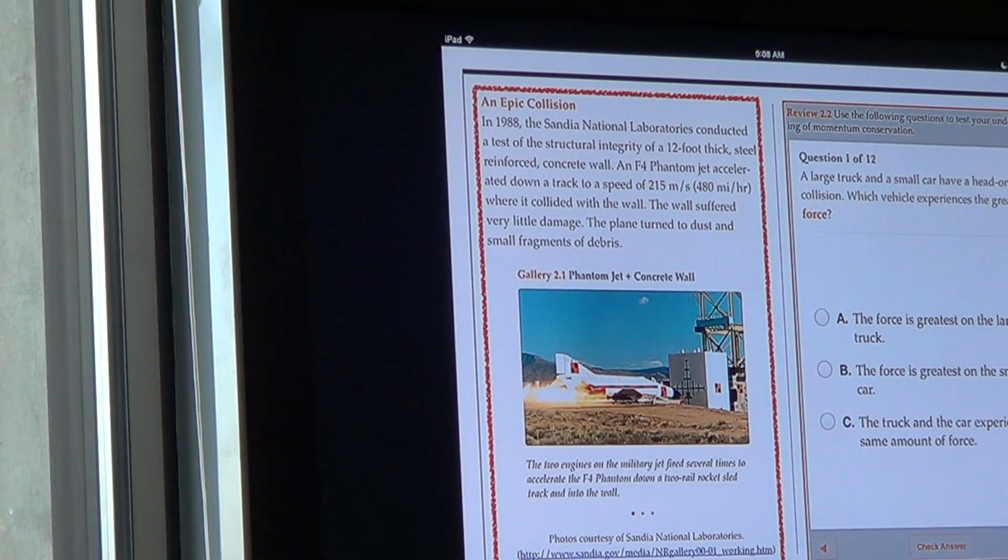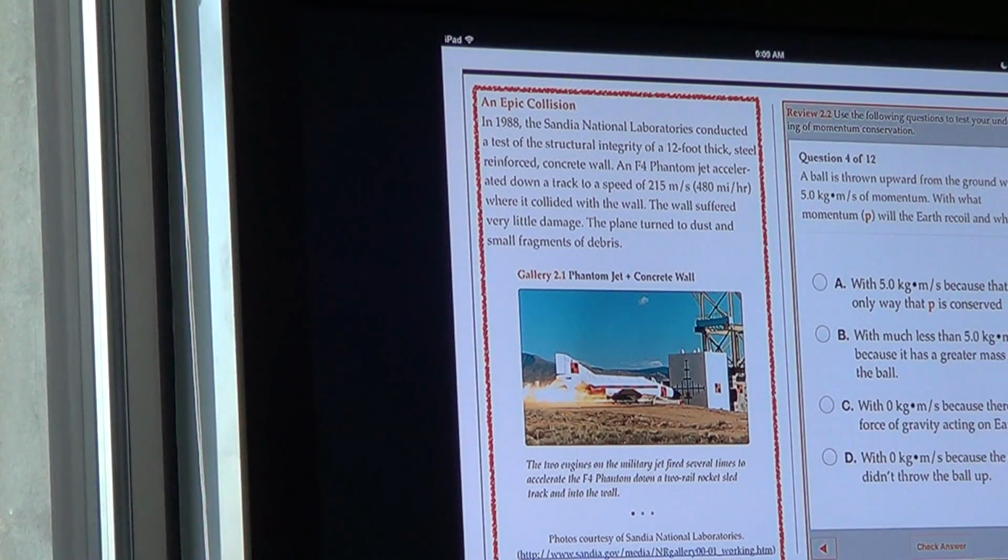Let's go through the multiple choice. So, a large truck and a small car have a head-on collision. Which vehicle experiences the greatest force? C, the force is the same, good. Which experiences the greatest impulse? Good, the impulse is the same. What about the greatest momentum change? Momentum change is the same, okay, good.